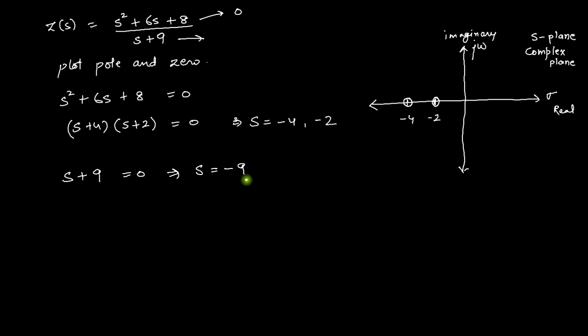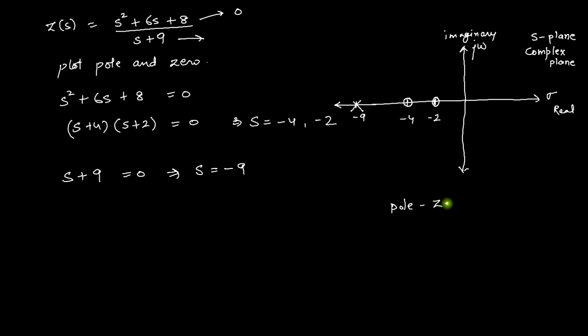Similarly, at s equal to minus 9, let me extend it. Say it is minus 9 here. As at s equal to minus 9 we have a pole, we will mark a cross here to represent that at s equal to minus 9 we have a pole existing here, and at s equal to minus 2 and minus 4 we have zeros here. This plot is called the pole zero plot.